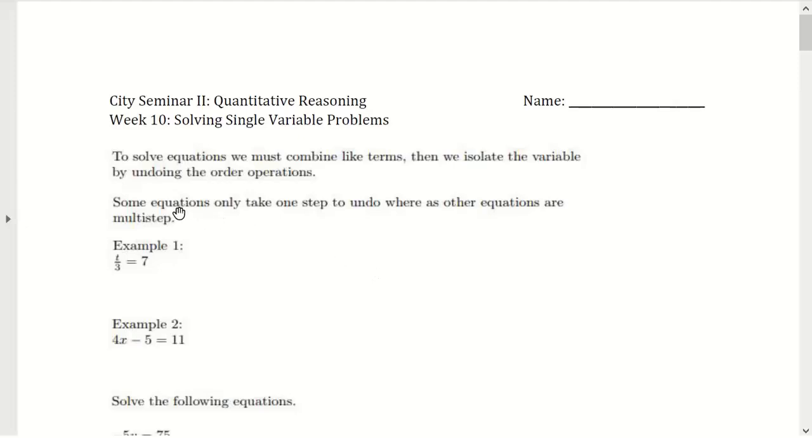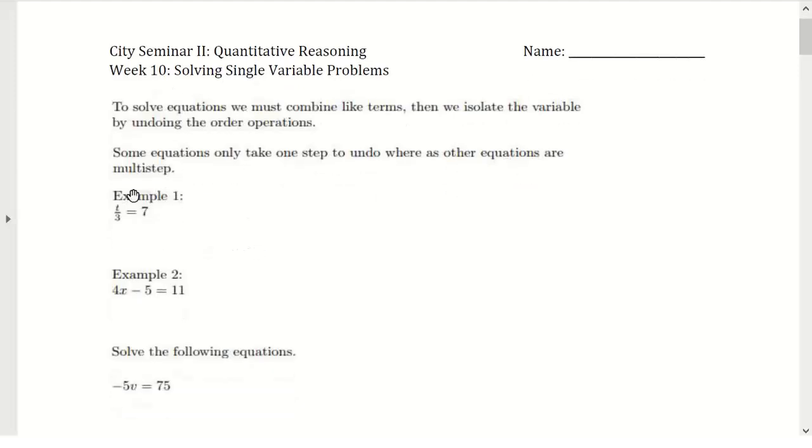Now, to solve single variable equations, we must combine like terms first, and then we isolate the variable by undoing the order of operations, right? Remember the order of operations was PEMDAS. So we go backwards, and isolate again means to get rid of everything but that variable that we want. Some equations only take one step to undo, while others are multi-step.